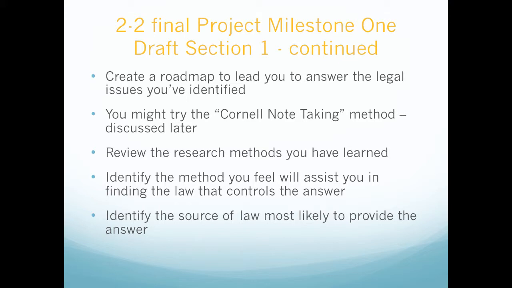So you need to create a roadmap. Once you've read this case study a couple times and you go, okay, I think I know what it is, however you've done it in the past, I want to offer to you a method called the Cornell note-taking system, and you can use this method for this assignment to identify legal issues. Identify the facts first, and then identify at least what you think the legal issues are. It will help you find the law that controls the answer. It'll help you with your research, I think.